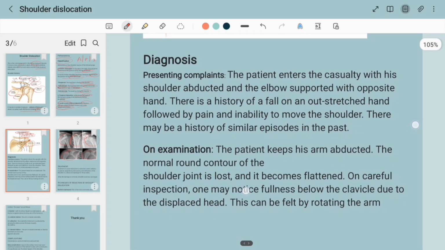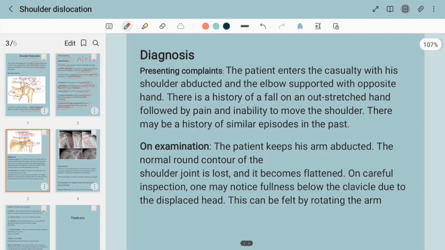Now the diagnosis. When the patient comes to the clinic, the patient enters casually with his shoulder abducted and elbow supported with the opposite hand. There is a history of a fall on the outstretched hand, followed by pain and inability to move the shoulder. There may be a history of similar episodes in the past.